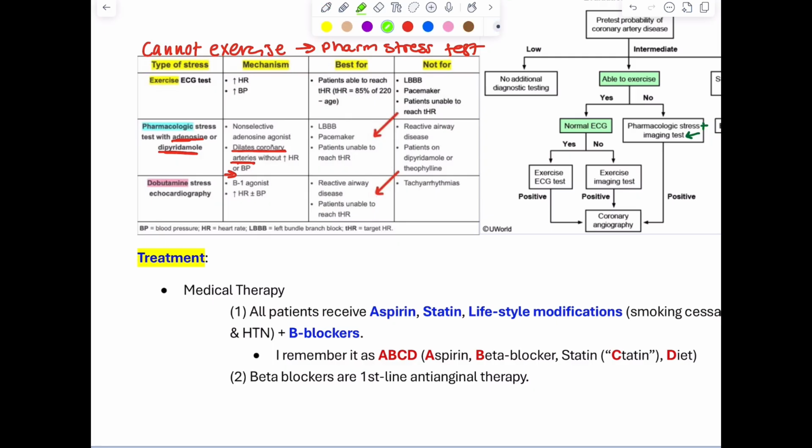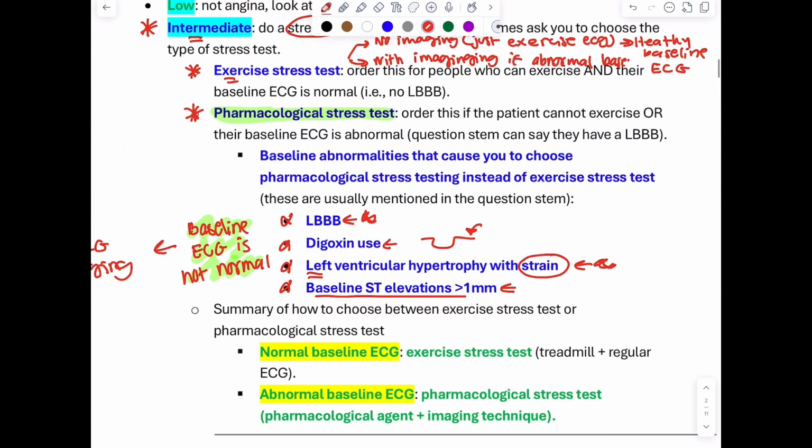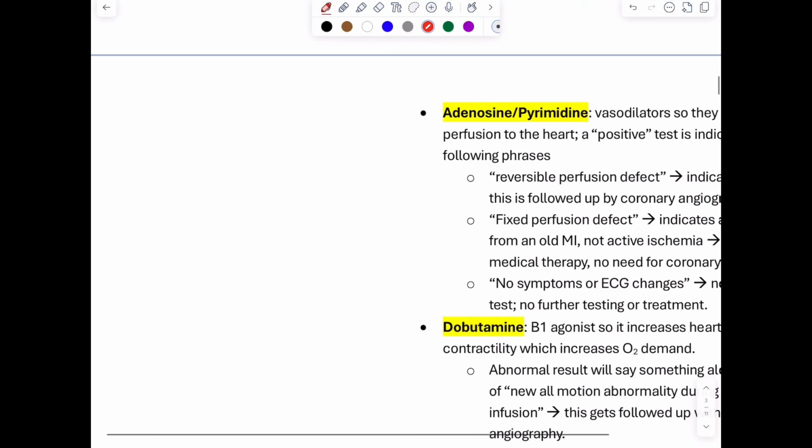And again, this is good for someone with a left bundle branch block, someone with a pacemaker, someone who is unable to reach target heart rate. Don't really worry about this, honestly. Look at this, and look at, we go back here, these people are getting the pharm tests, okay?